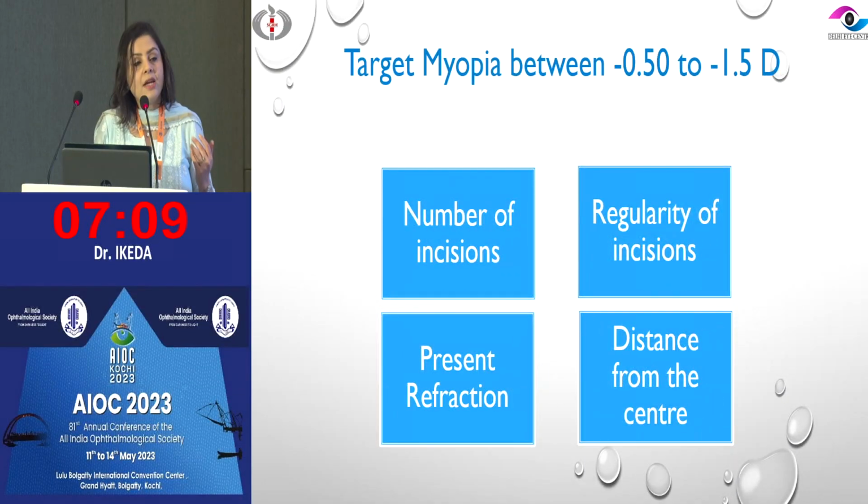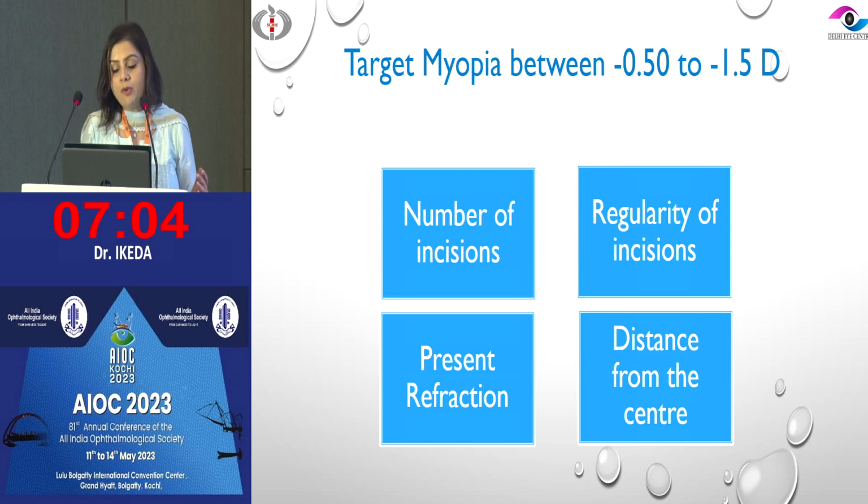So how do we decide what target myopia we should fill in the ASCRS calculator? It could range anywhere from 0.5 to 1.5 diopters. And what are the factors that help us decide this? First is the number of incisions. If we have a 4 incision RK, we are probably okay just filling in 0.5, versus a 16 incision RK. How regular these incisions are, and whether there are associated astigmatic keratotomy incisions, then we would probably aim for slight myopia towards 1.5 diopters. The present refraction of the patient would also affect our decision, along with the distance from the center, how small the central zone is. The smaller the central zone, the more we need to aim for slight myopia.